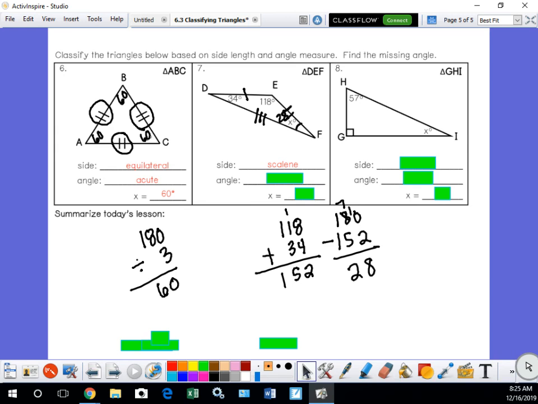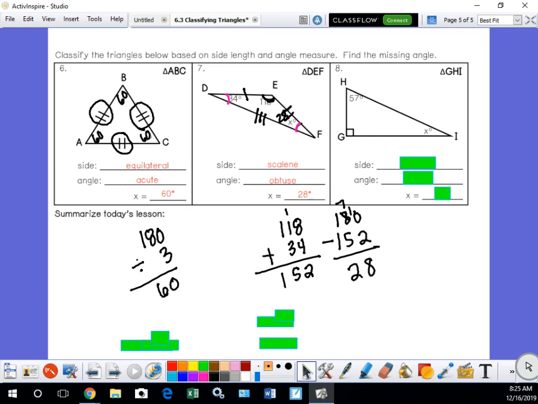If we based this off of the angles, we're going to call this an obtuse triangle because it has one obtuse angle right here and then two acute angles, right? So one obtuse and two acute is called an obtuse triangle. And then our missing angle here was 28 degrees.